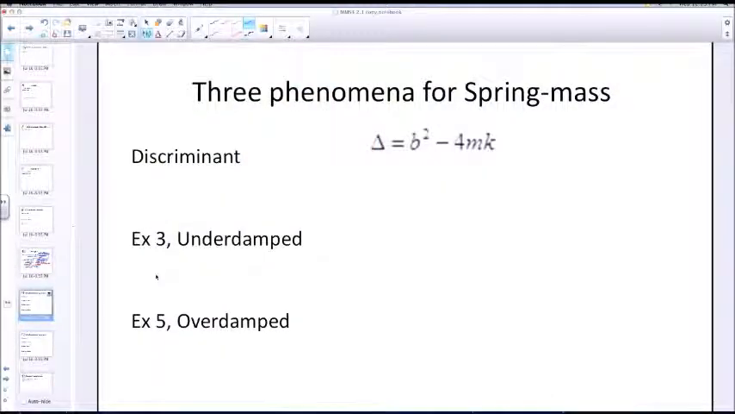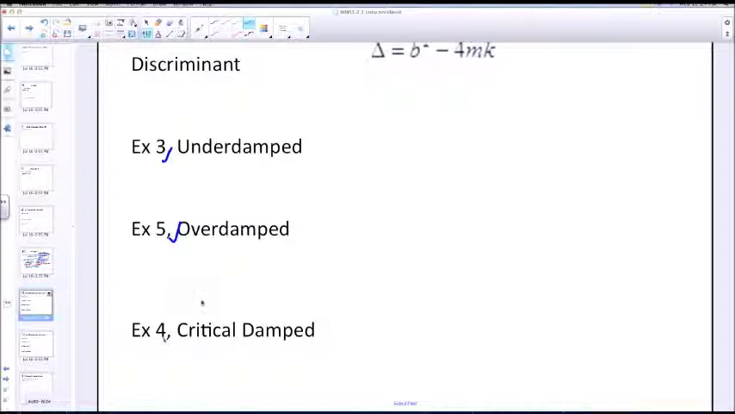I'm going to come back to this B. You remember in the previous 3 examples, we looked at 3 phenomena. In one, where you have a little friction, you have an attenuating oscillation in example 3. In example 5, you really get the exponential function. And what else? In example 4, we really have a different phenomenon. We call it critical damping.